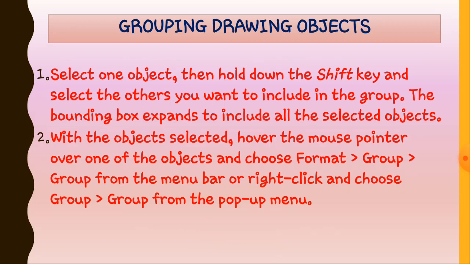Then there are 2 options for grouping. One method is to right click on any of the objects, then we will get a pop-up menu. In that you choose Group, then again choose Group. What happened? The 3 objects will get into a single group. Another way is to go to Format, then Object, then choose the Group option. I repeat, go to the Format menu in the menu bar, then choose Group, again Group.